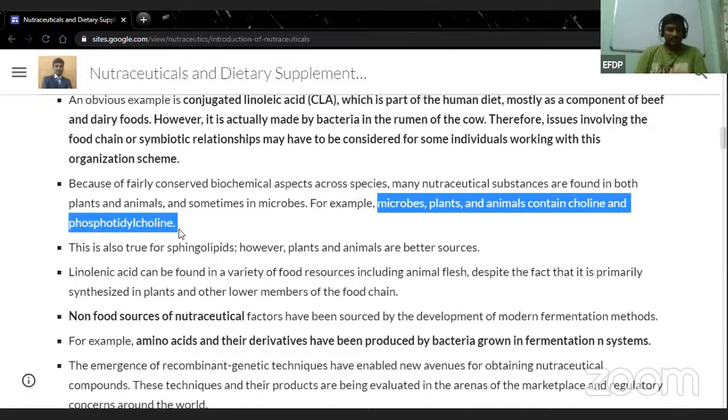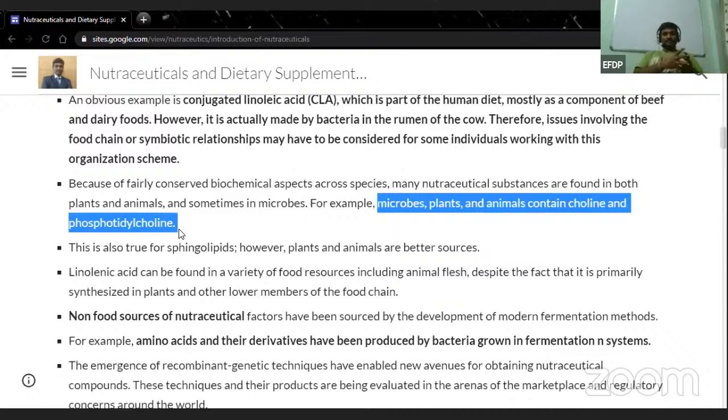And a food source. I am making a correction here, Piyush. If CLA is coming from dairy milk, it is known as a food source. It is not coming under the non-food source. It is coming under food source.